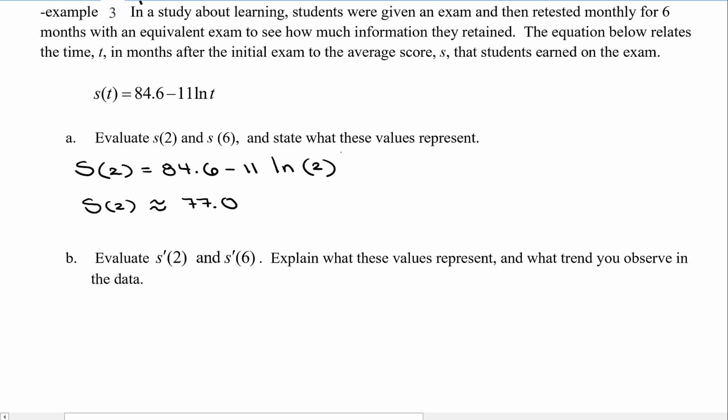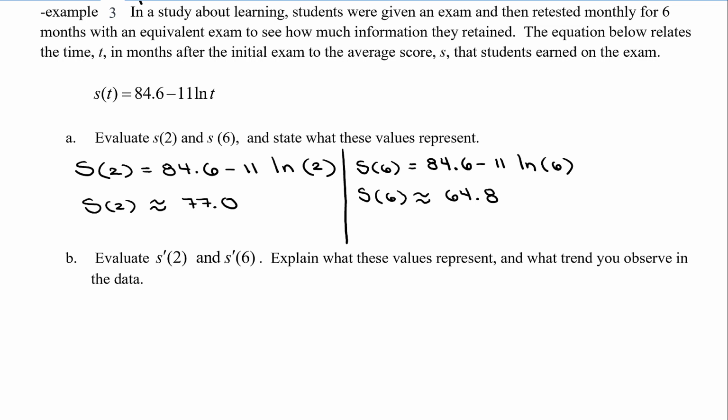Let me draw a line here to separate the work from the S of 2 portion. S of 6 is going to equal 84.6 minus 11 times the natural log of 6. So S of 6 is going to be approximately equal to 64.8. So let's go ahead and we need to box these answers in, and we also need to state what each of these values represents. I'm underlining the key part here that we need for stating what these values represent.